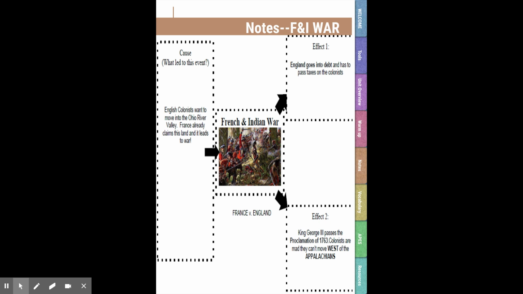The second effect is that the Native Americans still do not like the colonists and they still occupy that region west of the Appalachians. So, to prevent conflict with the Native Americans, which would lead to more debt because the king would have to protect the colonists, he issues a new law called the Proclamation of 1763. This proclamation prevents colonists from moving west of the Appalachians. So, again, they won the war and have the Ohio River Valley region, but this proclamation line is preventing them from moving west of the Appalachian Mountains.